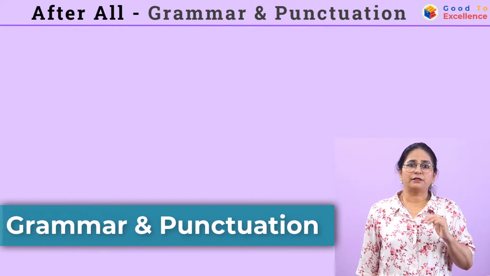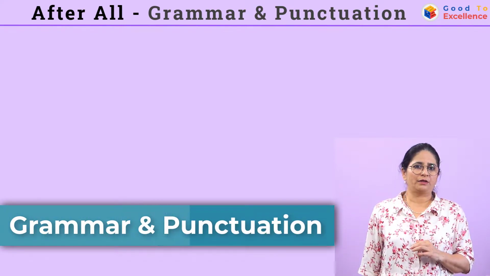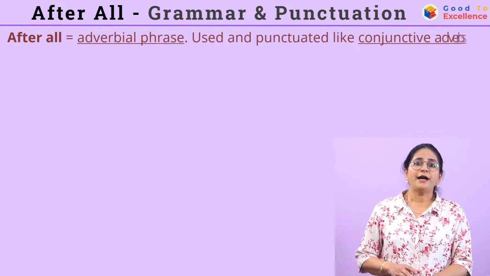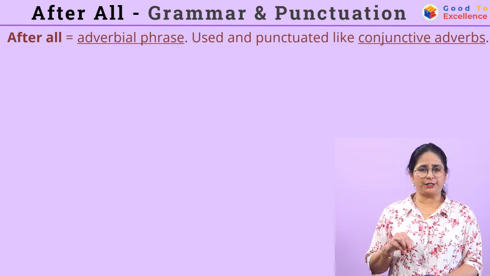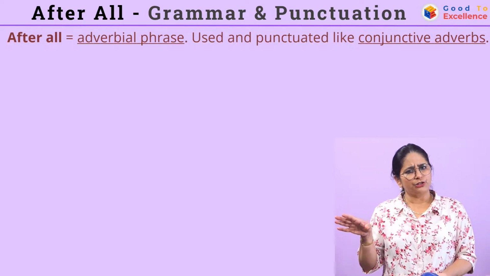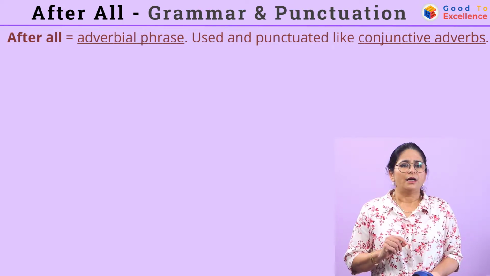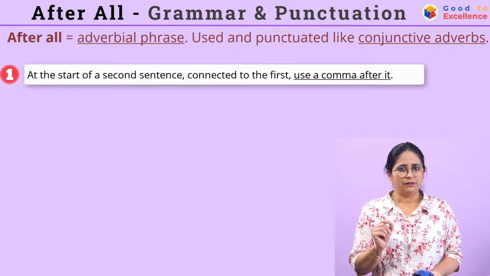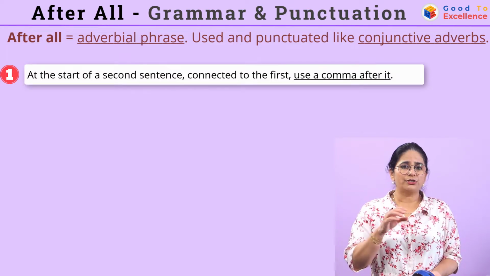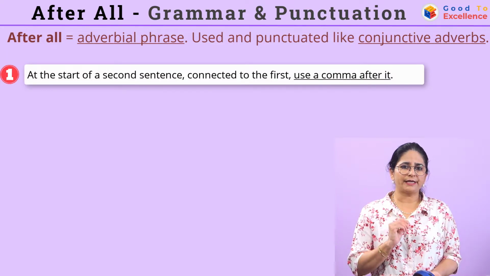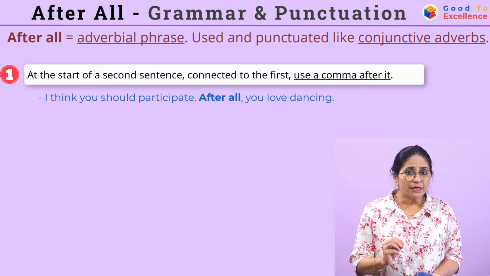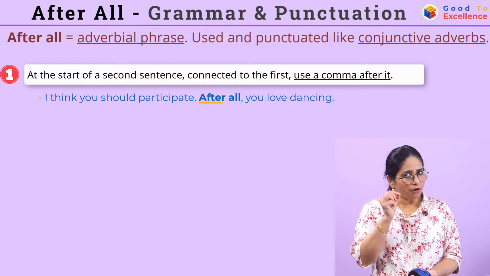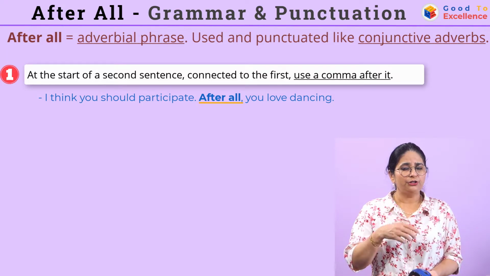Now let's check grammar and punctuation. After all is an adverbial phrase and is used and punctuated like all conjunctive adverbs. First one, at the start of a second sentence connected to the first, use a comma after it. Check the example. I think you should participate. After all, give a comma. After all, you love dancing.